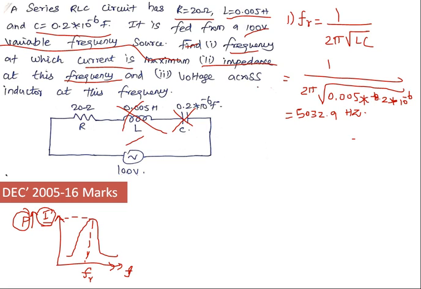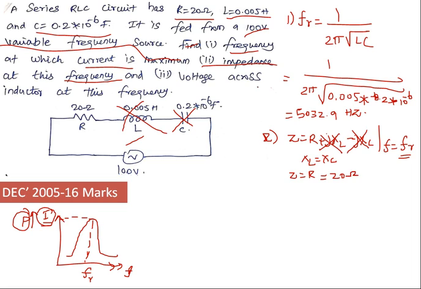So question number 2 asks for impedance. What is the value of impedance? Z is equal to R plus jXL minus jXC when the frequency is equal to resonant frequency. At resonant frequency, the inductive reactance and capacitive reactance will be equal, that is, XL should be equal to XC. Hence, Z should be equal to R. The answer will be just 20 ohms. Okay. What is question number 3?